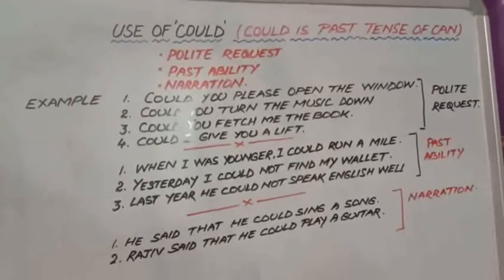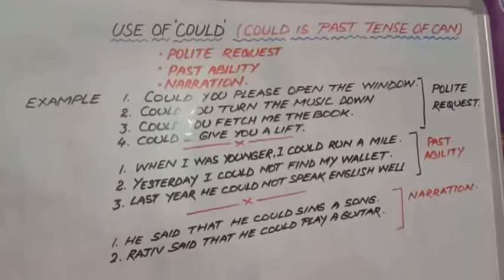And the second sentence is, yesterday I could not find my wallet. Again in this sentence, it is showing past, yesterday. Yesterday it was my inability to find my wallet. I did not find my purse. So it is my yesterday's inability that I am trying to show at present. So here again we used could.